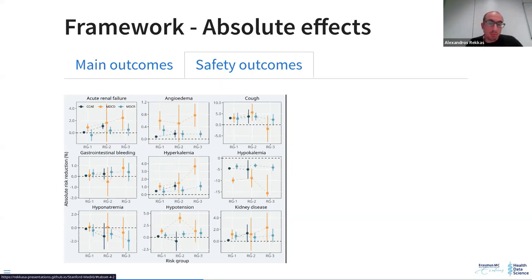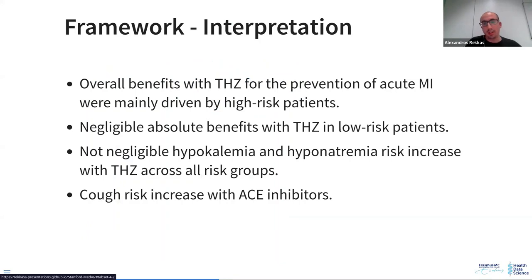So this was a bit confusing, I think, but the overall interpretation that we came up with was that we observed overall benefits with thiazides for the prevention of acute myocardial infarction, right? We have found an overall benefit with them. We see that this is mainly driven by high risk patients. So the lower risk patients receive negligible benefits. However, the risk increase with thiazides for hypokalemia and hyponatremia is not negligible.